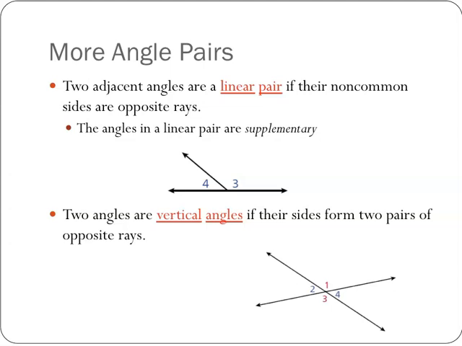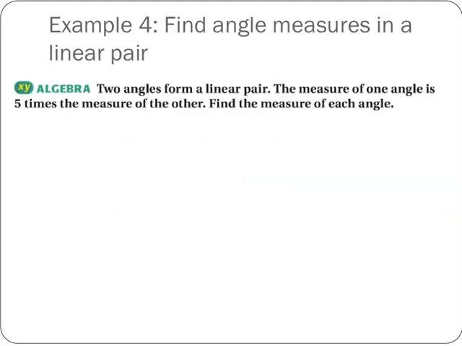Okay, we have one last example today. So two angles form a linear pair. The measure of one angle is 5 times the measure of the other. Find the measure of each angle.